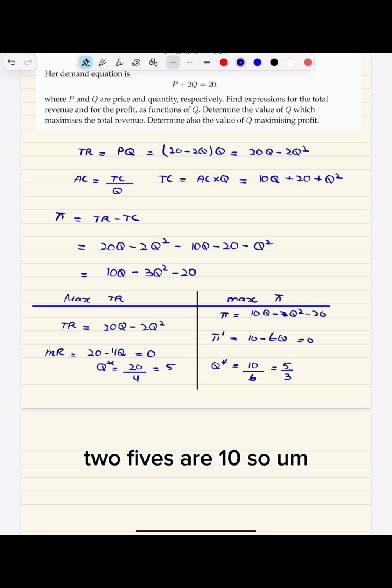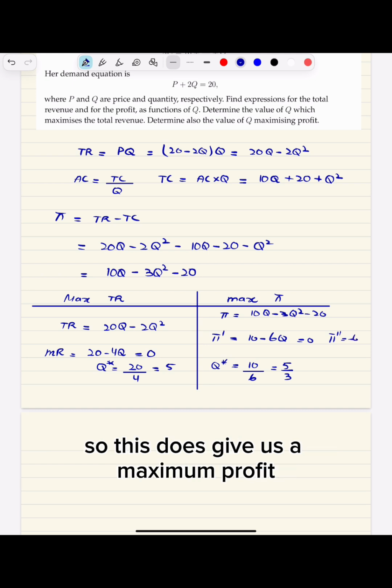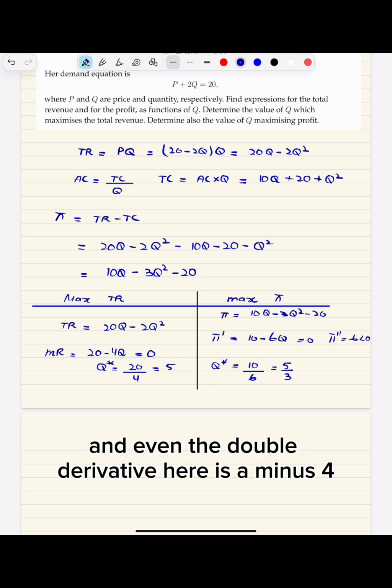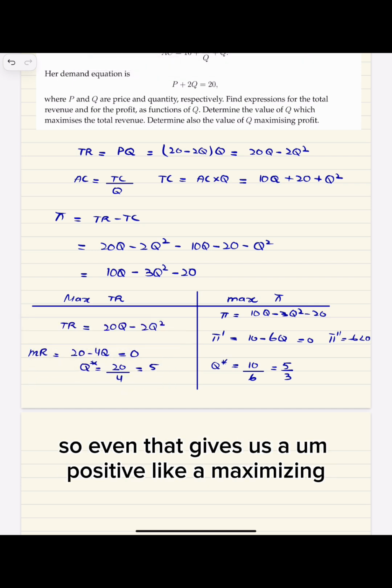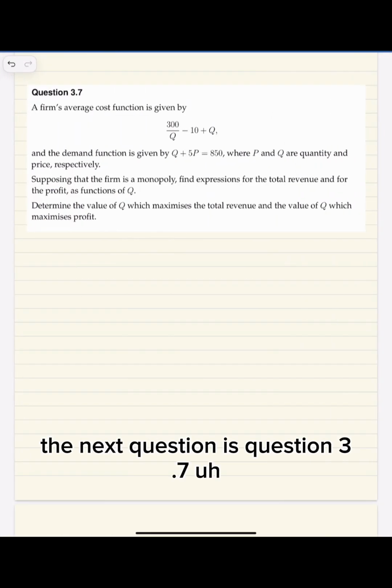So the double derivative, as you can see, is negative, so this does give us a maximum profit. And even the double derivative here is minus 4, so even that gives us a maximum, it maximizes the total revenue. The next question is question 3.7.